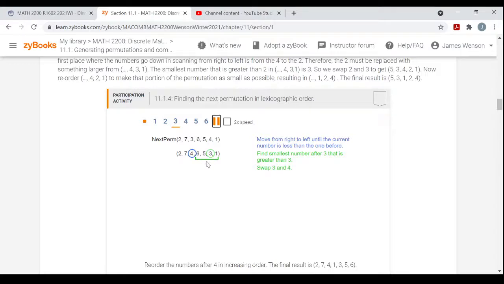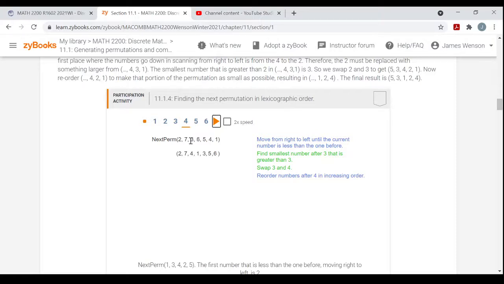You swap them, and then you reorder the numbers after it. So make that 1, 3, 5, 6. And there you go. There's the next permutation. And it's really that simple. Once you're given a permutation of so many objects, so many numbers, to find the next one in lexicographic order, again, you move from right to left until the left number is smaller than the right one. So that's 3, 6 here.